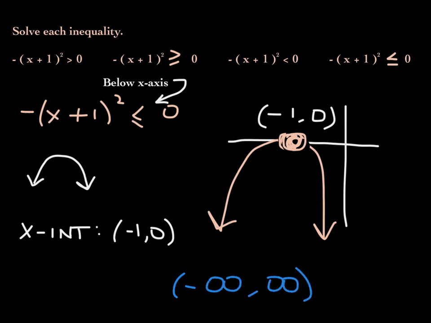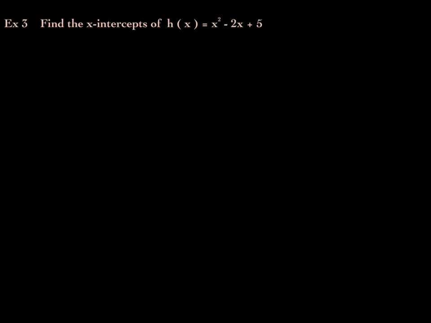All right, very good, everybody. Let's look at another quadratic. All right, find the x-intercepts for this quadratic function. Now again, don't forget that to find the x-intercepts means that you plug 0 in for y. The notation h of x represents y.